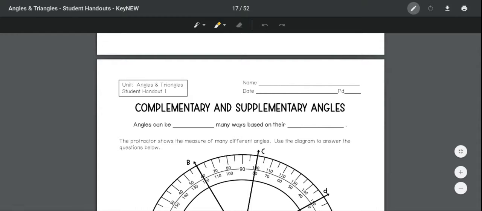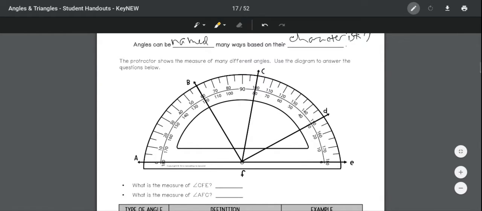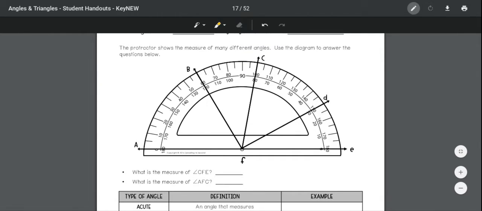We're going to start talking about some different types of angles. So angles can be named many ways based on their characteristics. So this is a protractor, and later on in the unit, we're going to be able to use one actually in our hands. And it's kind of confusing when they got all these lines here.